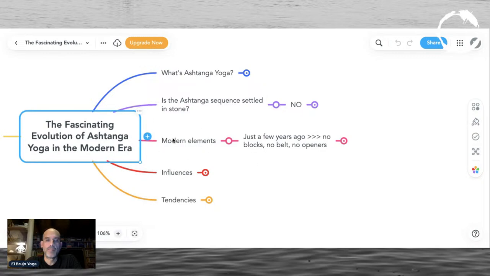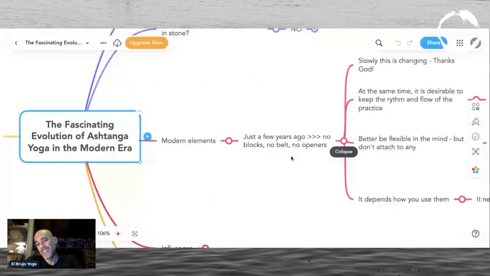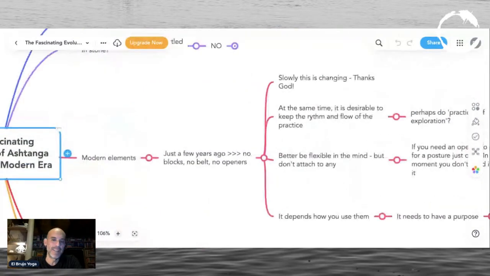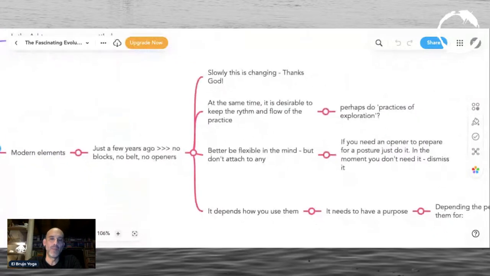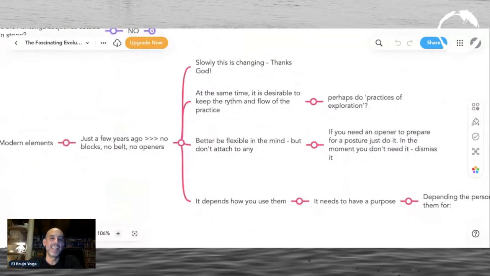So, just a few years ago, this would be the next part, the modern elements. So how it's changing, how it's evolving. Just a few years ago, it was like a sacrilege for an Ashtangi to use blocks, belts, openers, things like that. Now it's a little bit easier on some people. There are still people who think like that, but there are already some people who are taking it easier. If you want to take a block or a belt, just take it and keep practicing. So thank God this is changing, right?